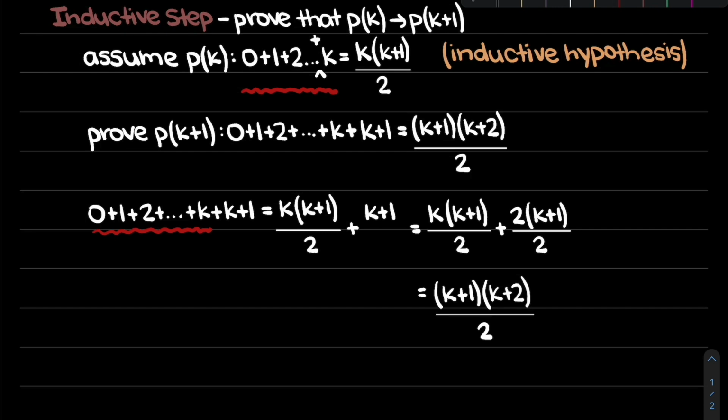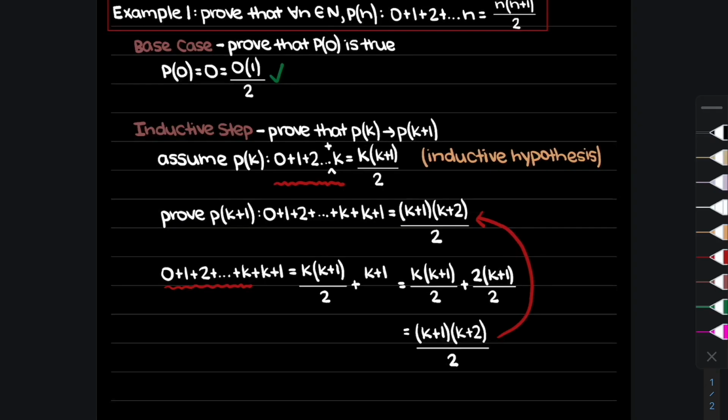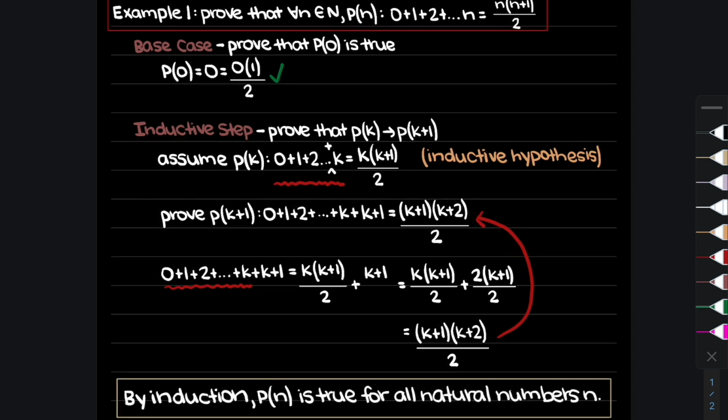And thus we have proven that the sum of the natural numbers from 0 to k plus 1 is equal to (k plus 1) times (k plus 2) over 2, which is exactly what we were trying to show in our inductive step. And now to recap, we have shown that P of 0 is true, and that if P is true for any natural number k, it is true for the next natural number as well. So since P of 0 is true, P of 1 is true. Since P of 1 is true, P of 2 is true, and so on and so forth. Thus, we can conclude that by induction, P of n is true for all natural numbers n.